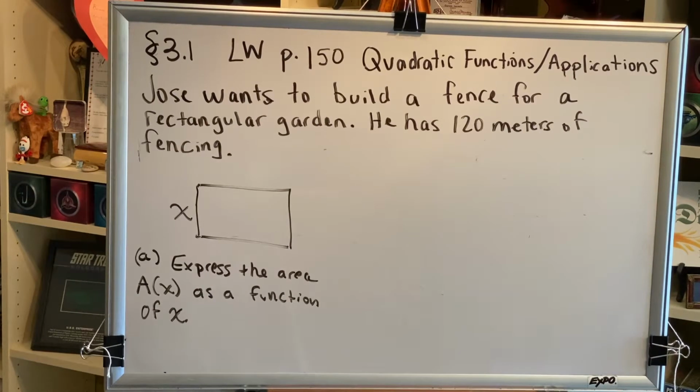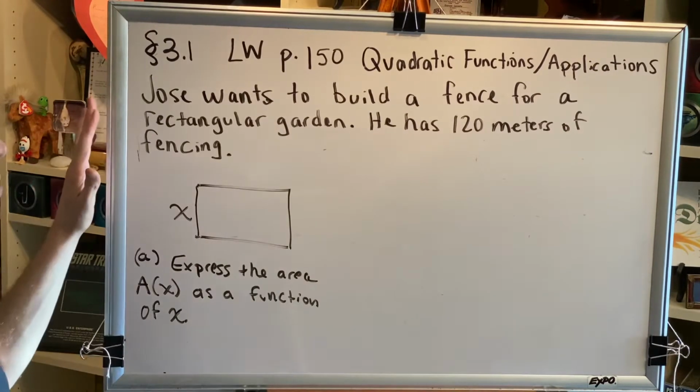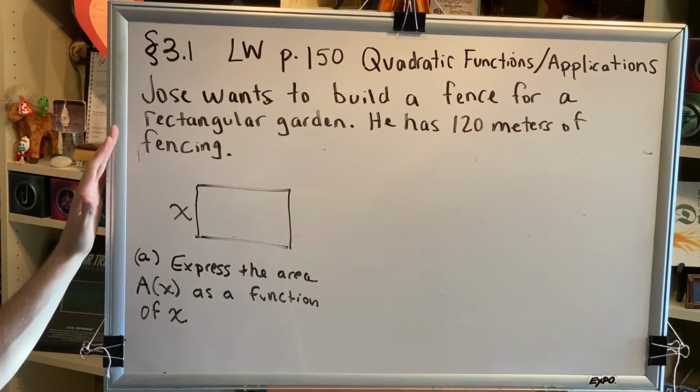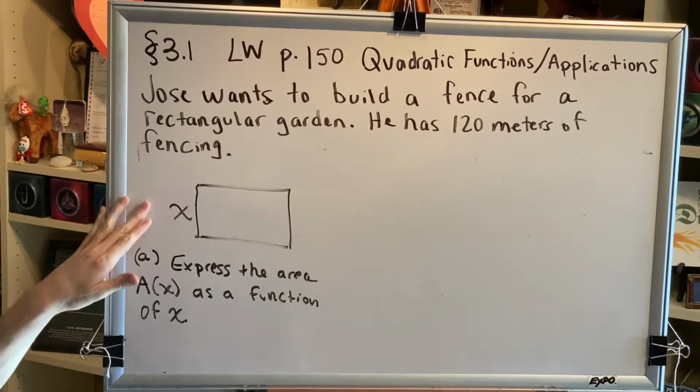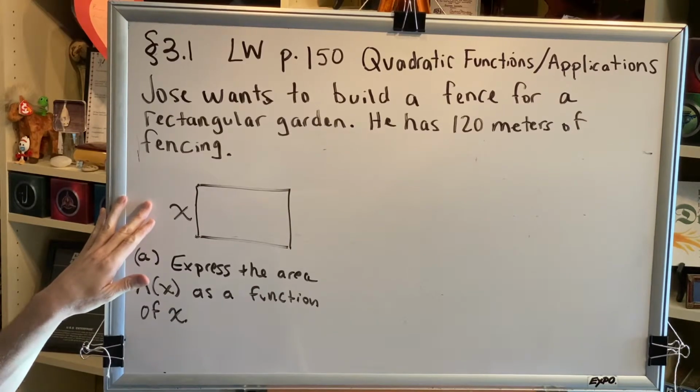We continue on Learning Workbook page 150. Let's do one more problem. Jose wants to build a fence for a rectangular garden. He has 120 meters of fencing. In the Learning Workbook, there's a three-dimensional isometric view of this garden that he wants to build.